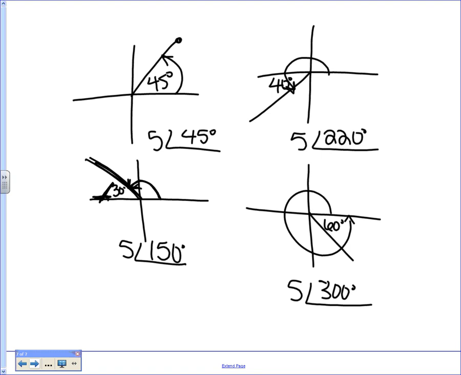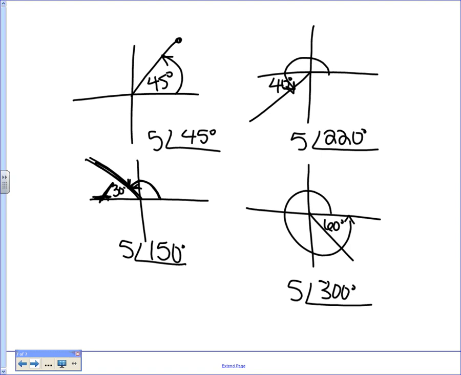Any questions on going from rectangular to polar? Do you understand how to get the distance of the hypotenuse? That part's easier? The angle part's the harder part? Okay. Any questions on angles?